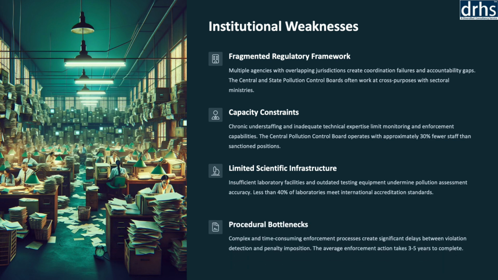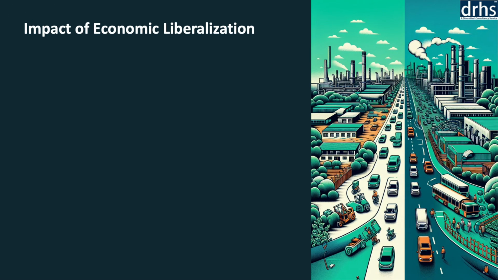The next is related to procedural bottlenecks such as bureaucratic delays, inadequate coordination between agencies, and lengthy environmental clearance processes that slow down both industrial development and regulatory action. These systemic issues reduce deterrence and embolden violators. Thus, strengthening India's institutional capacity for environmental governance is essential to ensure the effective application of principles like polluter-pays and safeguard ecological integrity. Now let us look at the broader aspect: how the impact of economic liberalization is affecting.